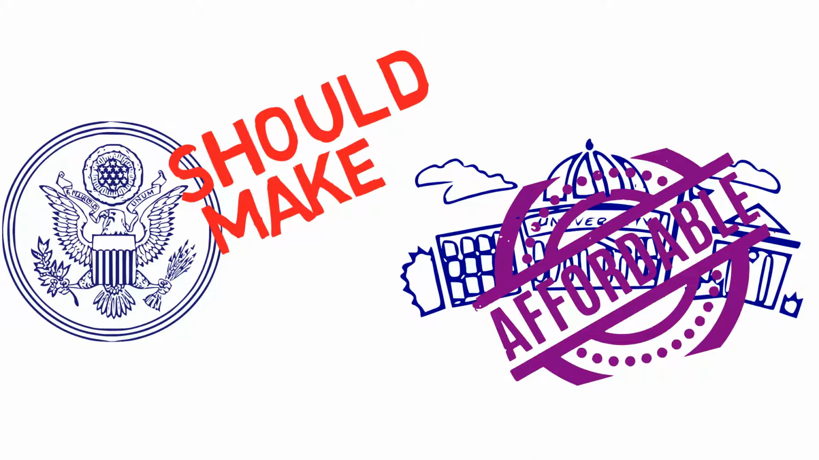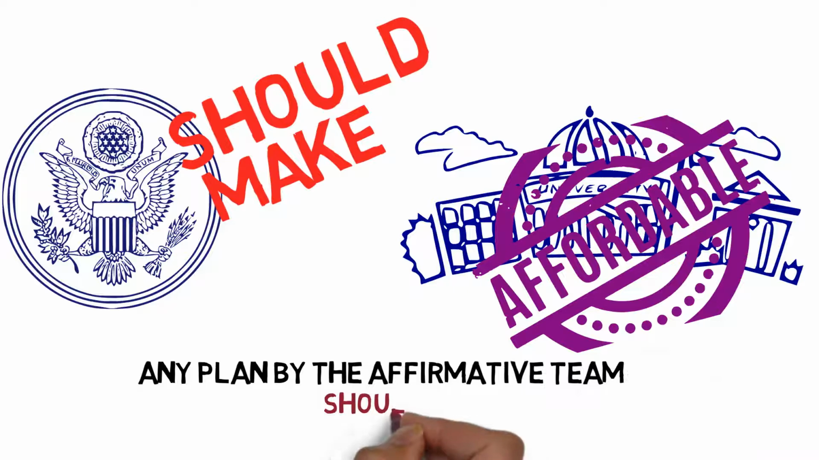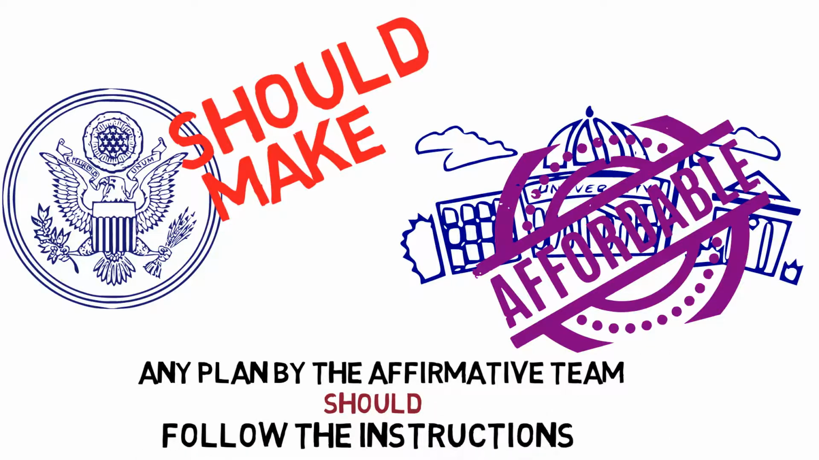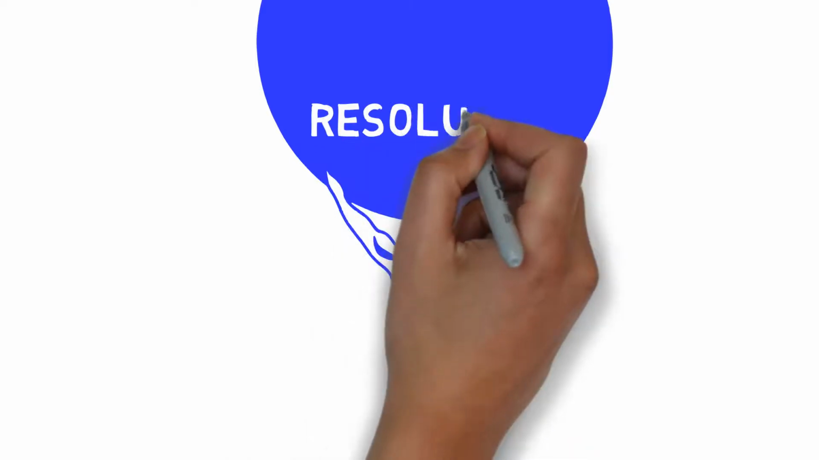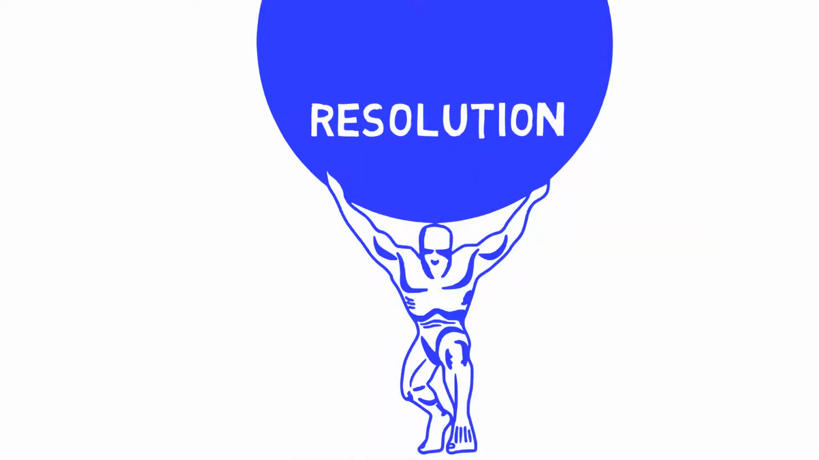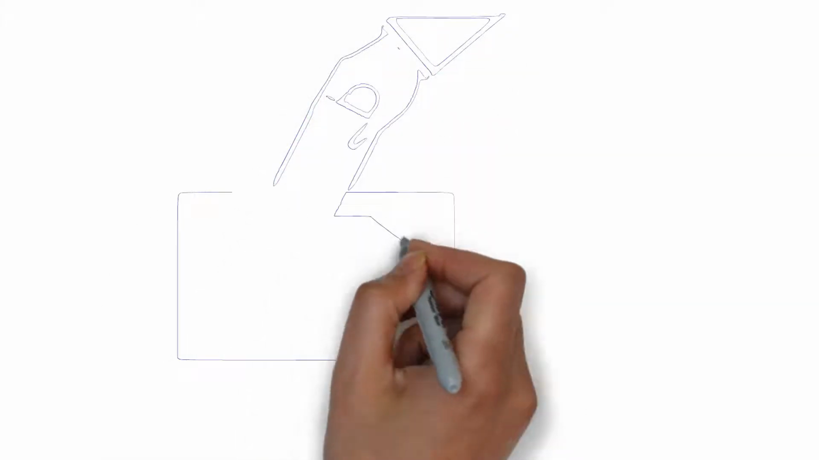So, under that resolution, any plan the affirmative team brings into the round should follow the instructions, which is to find a way to make college affordable for students. When the affirmative team does this, they are supporting the resolution, which is their main job in the round. Remember that. As the negative team, you go into the debate round expecting to debate about whether to make college more affordable.